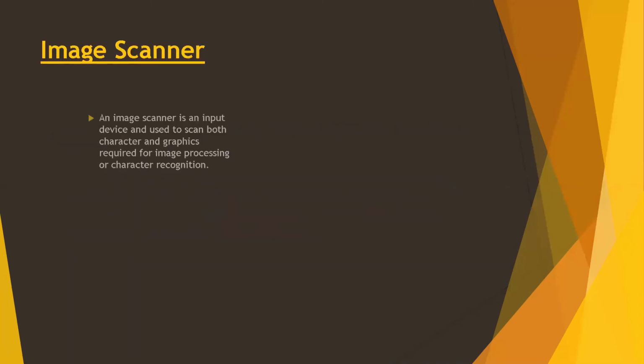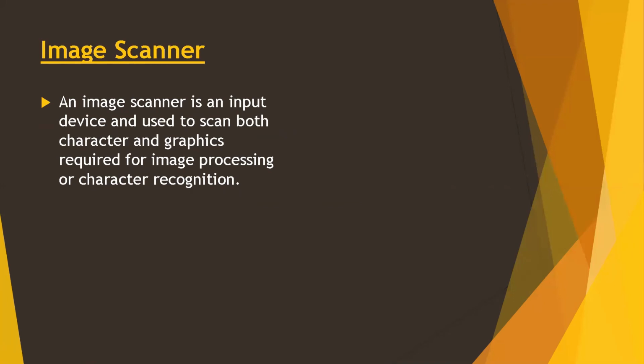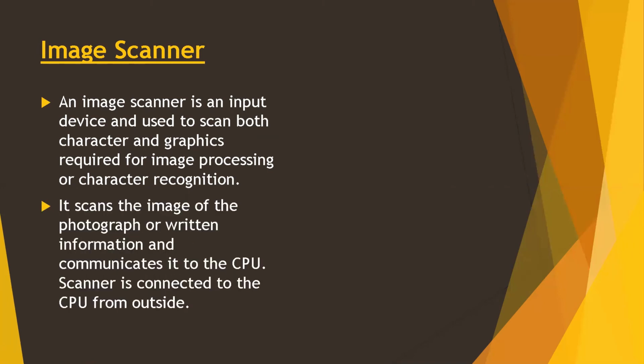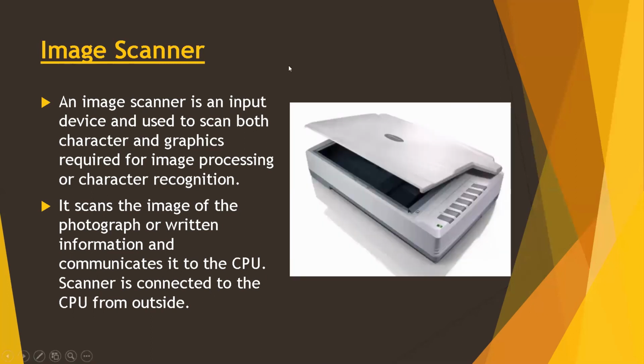Image scanner. An image scanner is an input device used to scan both characters and graphics required for image processing or character recognition. It means you can scan any file or document, it may be an image file, anything you can scan. It scans the image of the photograph or the written information and sends that scanned image to the CPU. The scanner is connected to the CPU from outside. Yes, you can see the scanner.